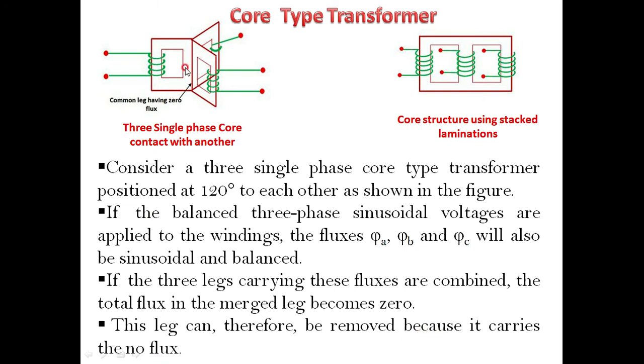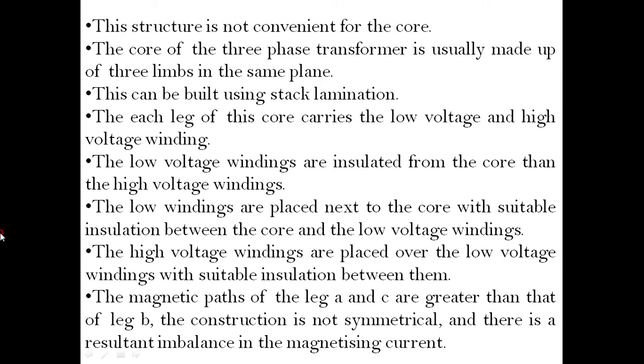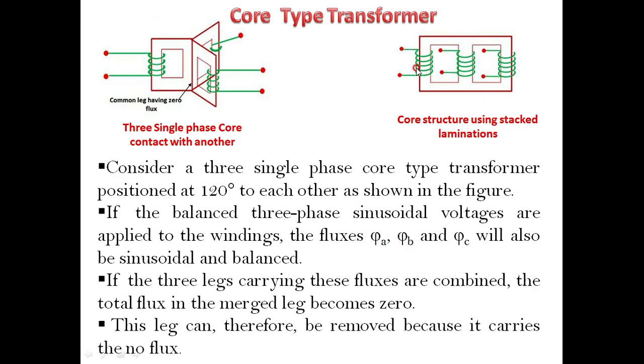That is, it can be removed, and you have to have only the 3 limbs. This structure is not convenient for the core. The core of the 3-phase transformer is usually made of 3 limbs on the same plane. I told you that is the second plane. This is how you have to make it in the construction.